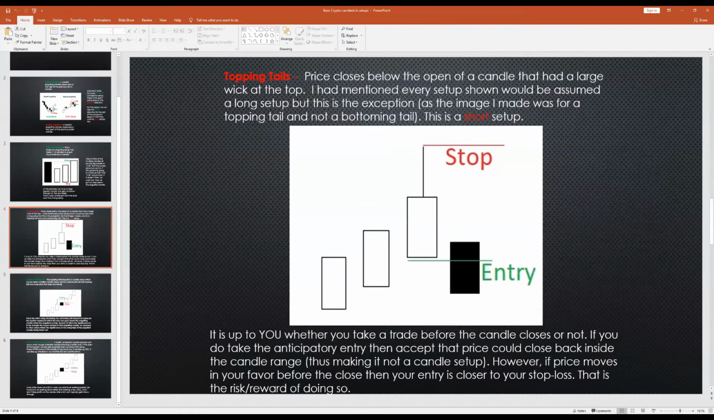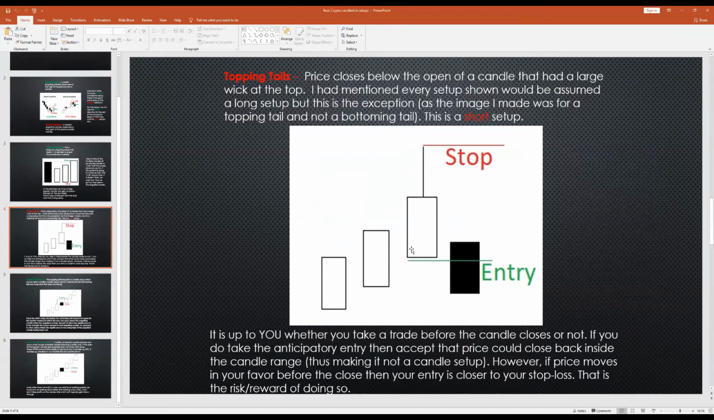The same thing goes for the other candle setups, right? You can take the anticipatory trade right when the candle breaks, or you can wait for the close. All right, so essentially here you've got buyers brought it all the way up to a level. The sellers took it down by the end of that candle close. And then the next candle, the sellers were in charge and took it below the open of that bullish candle. Right? So that can be a short setup.